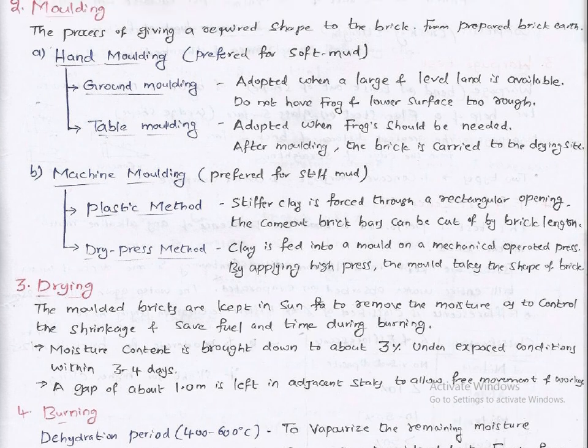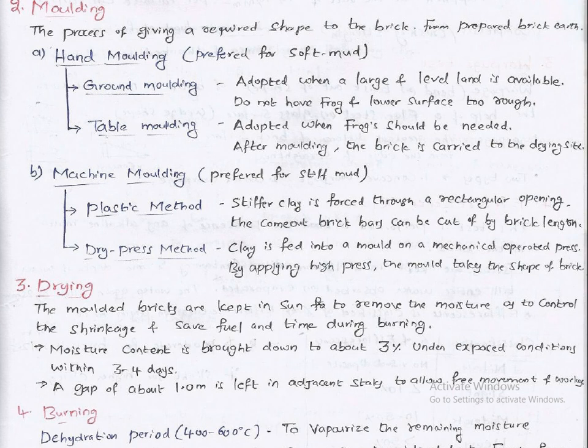The first category is hand molding, preferred for soft mud. Next is ground molding, adopted when a large level of land is available and the brick does not have a frog or the lower surface is too rough. Next is table molding, adopted when a frog is needed. After molding, the brick is carried to the drying site.